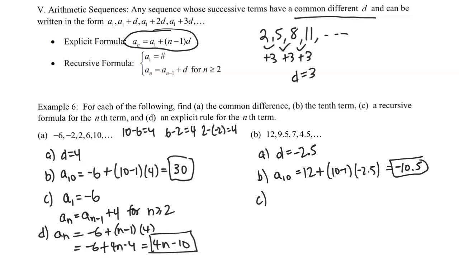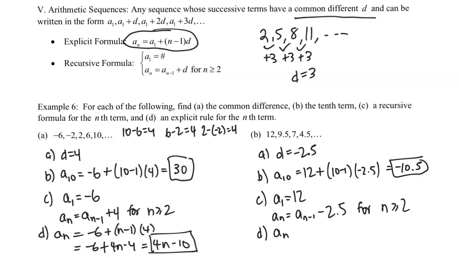Okay, for the recursive rule, we're going to say that a sub 1 is equal to 12, and that a sub n is equal to a sub n minus 1 minus 2.5, and that formula is going to be valid for n greater than or equal to 2.